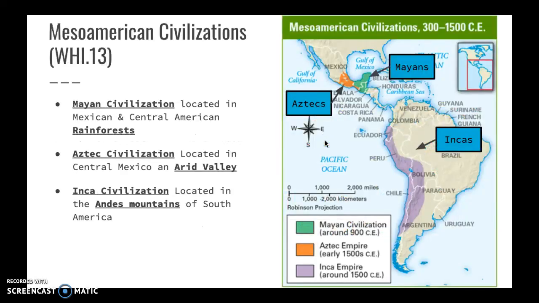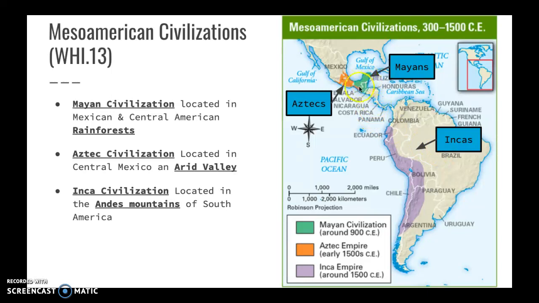In the Mesoamerican civilizations, you have the Aztecs. A is the first letter in the alphabet. Aztecs are the first kind of civilization at the top. Then you have the Mayans. The hump in the Mayan is the same hump as in the letter M. And then the Incas is a long straight line, kind of like the I is.